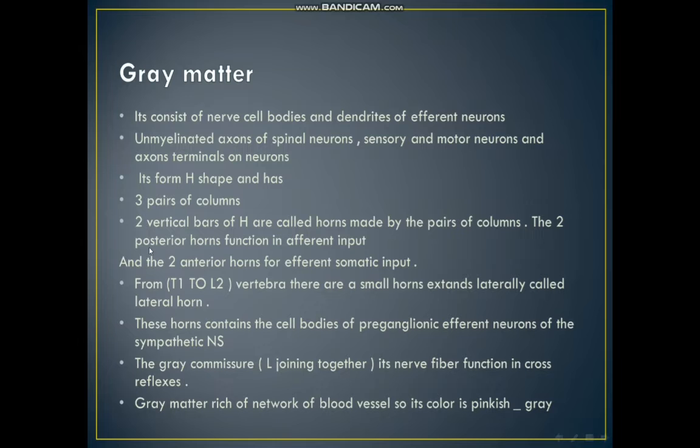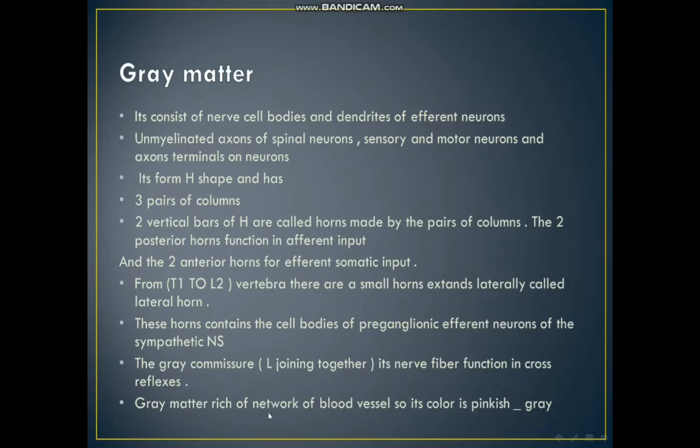It has posterior horns, which function in afferent sensory input, and anterior horns, which function in efferent somatic output for motor. From the first thoracic vertebra to the second lumbar vertebra, there are small horns extending laterally called lateral horns. These horns contain the cell bodies of preganglionic efferent neurons of the sympathetic nervous system. The gray commissure, in Latin, joins these horns together, and its nerve fibers function in cross reflexes. So the gray commissure is for cross reflexes.